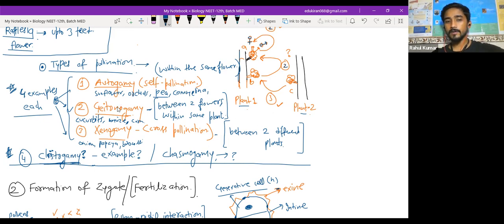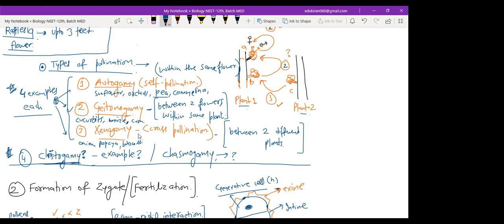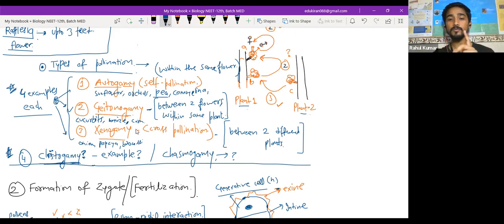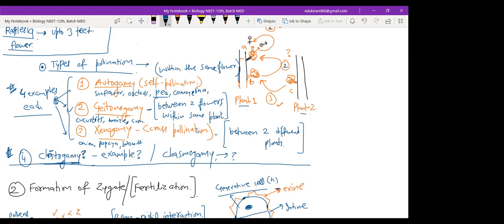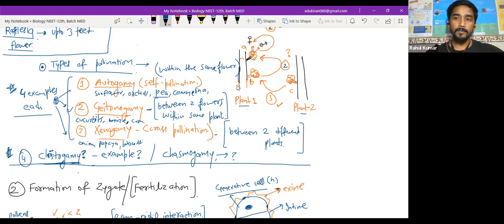So autogamy is not allowed, geitonogamy is not allowed, and xenogamy is also not allowed, because there is no female in the vicinity where the pollen can land, right? So the option will be none of the above. Do you understand what type of question comes from this concept? Both of you? Yes, sir. Very good.